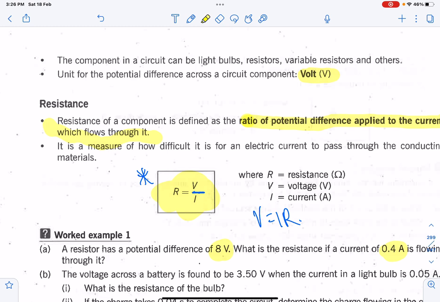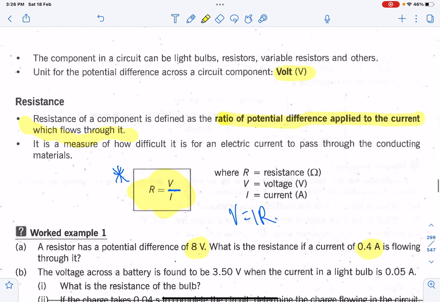Next, we look into resistance. So we have already talked about current, we have talked about voltage. Resistance is generally the ratio of potential difference applied to the current.